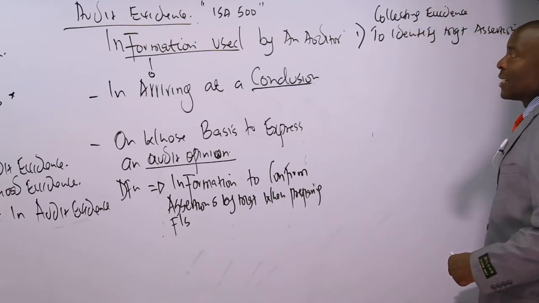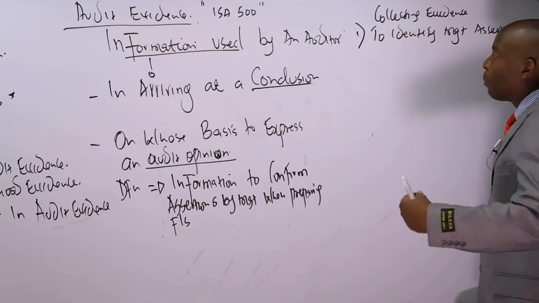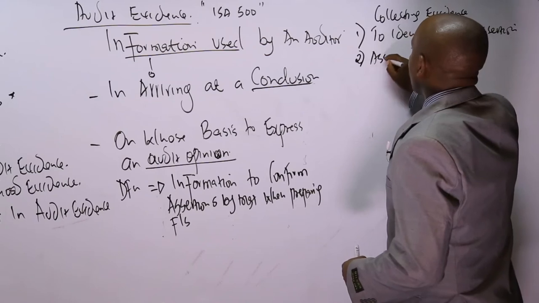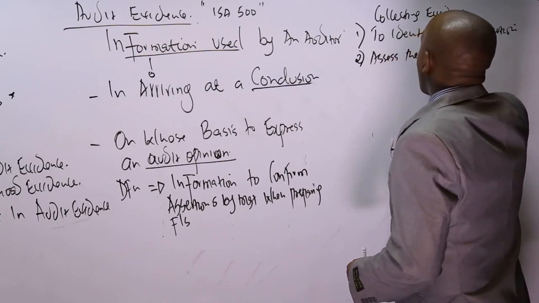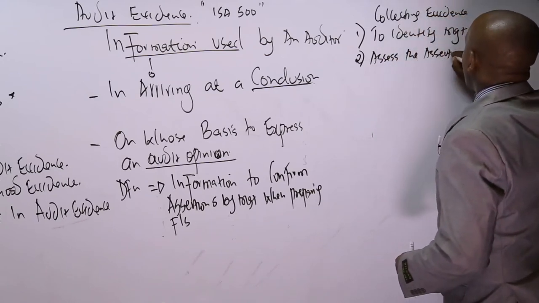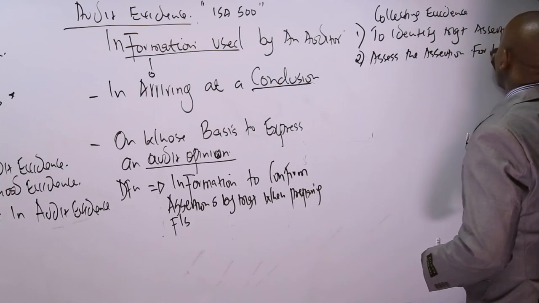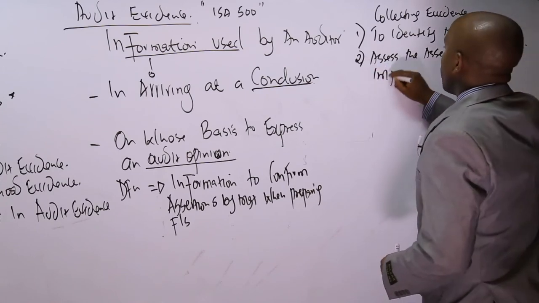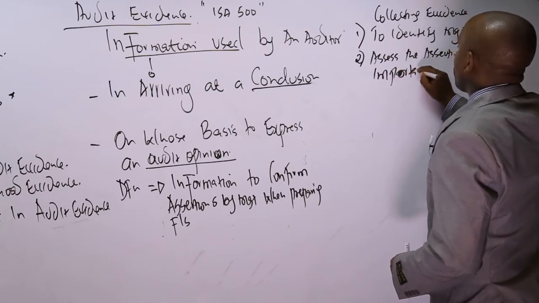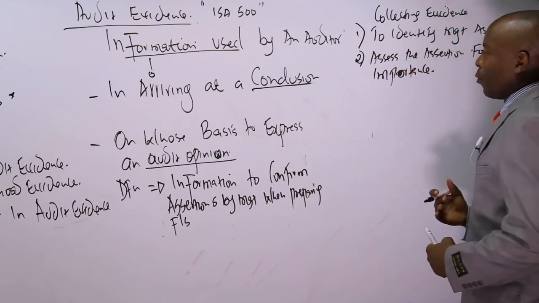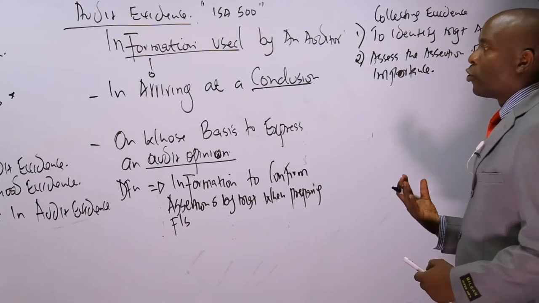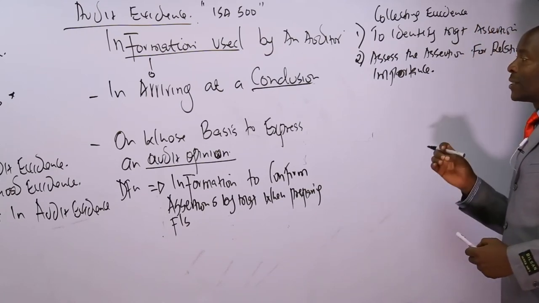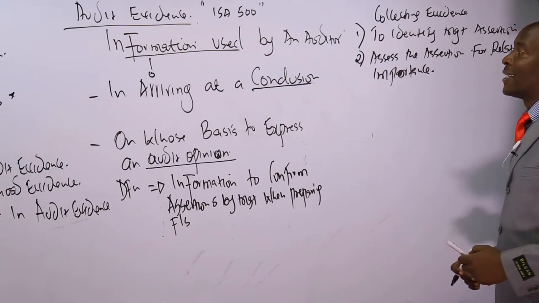Check the assertions that are important in a particular area. We say, assess the assertions for relative importance. By this phrase, I mean that if you have so many assertions, but not all of them are fitting a particular item in the financial statement, you have to assess which one fits and maybe start collecting evidence.